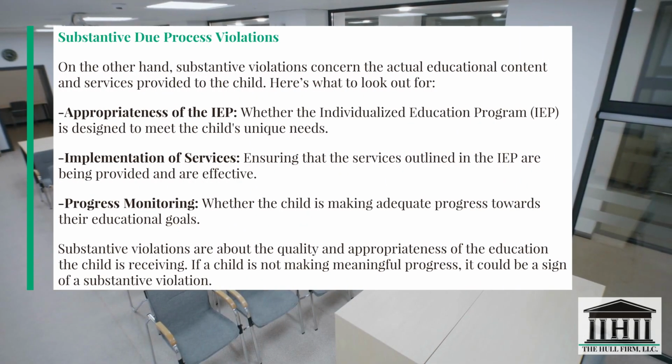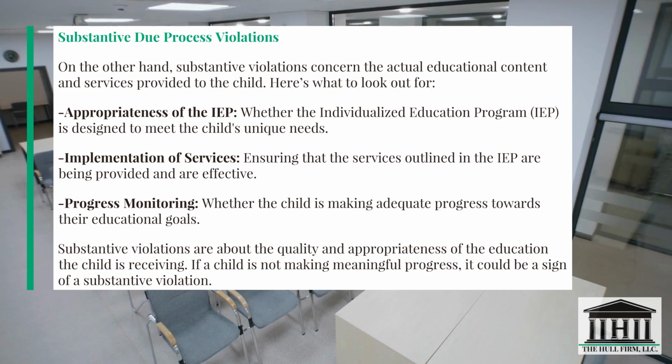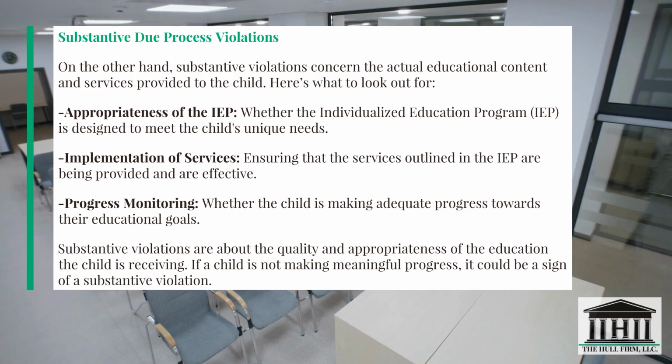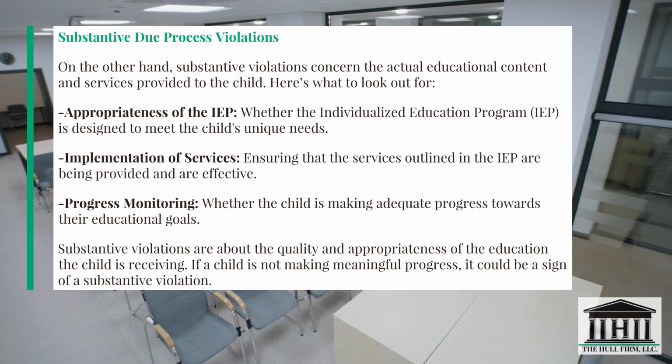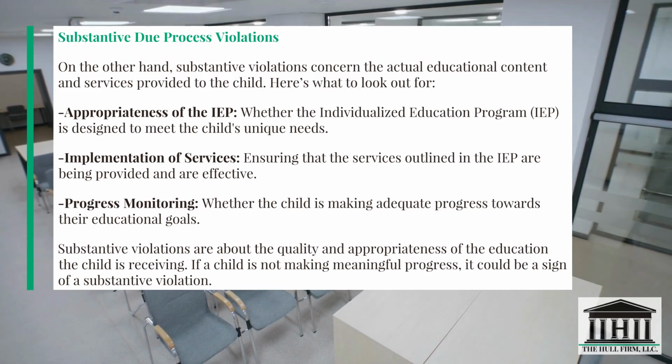On the other hand, substantive violations concern the actual educational content and services provided to the child. Here's what to look out for. Appropriateness of the IEP: whether the Individualized Education Program, IEP, is designed to meet the child's unique needs. Implementation of services: ensuring that the services outlined in the IEP are being provided and are effective.